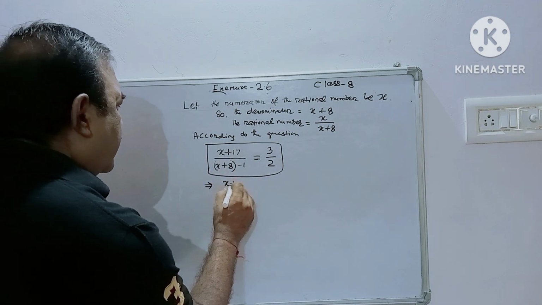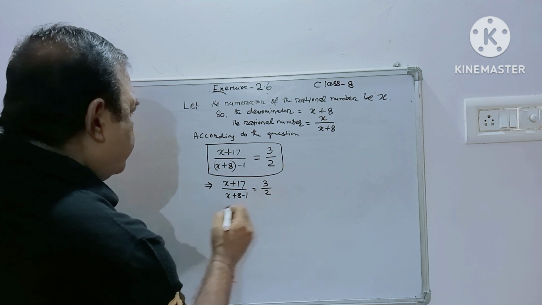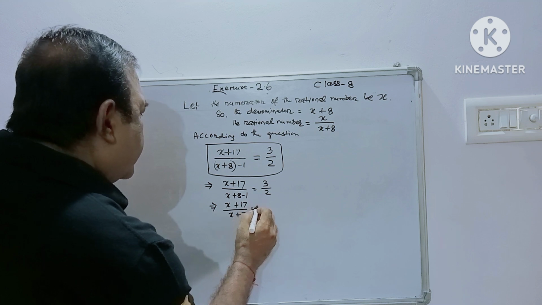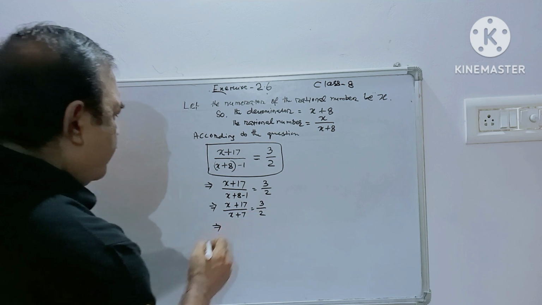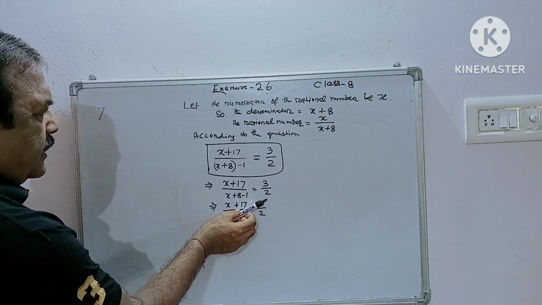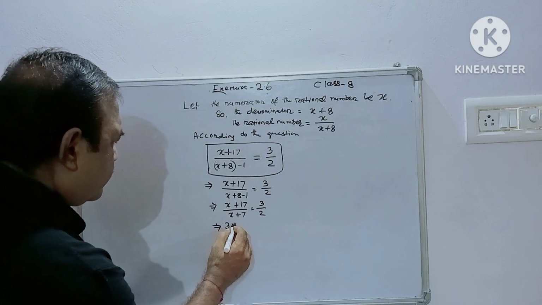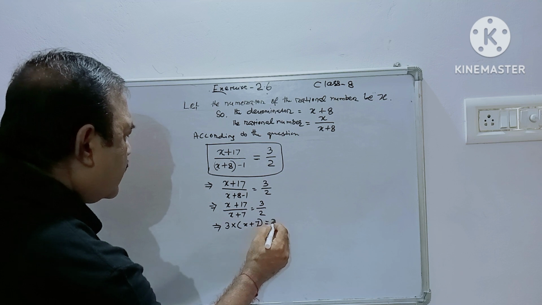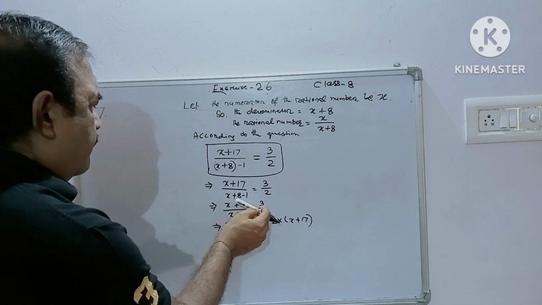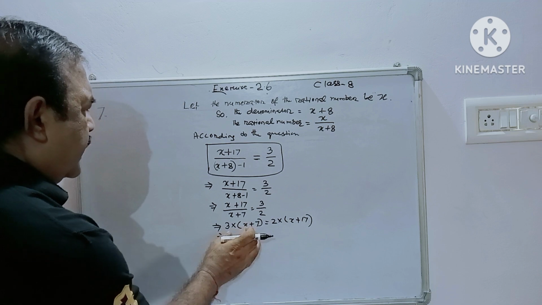That implies x plus 17 divided by x plus 8 minus 1 is equal to 3 upon 2, so x plus 17 divided by x plus 7 is equal to 3 upon 2. Cross multiplying, 3 into x plus 17 is equal to 2 into x plus 7. It is better to keep the larger value of x on the left hand side, because when I transpose 2x to the left, the sign stays positive, whereas transposing 3x would give a negative sign and we would have to multiply by minus 1.